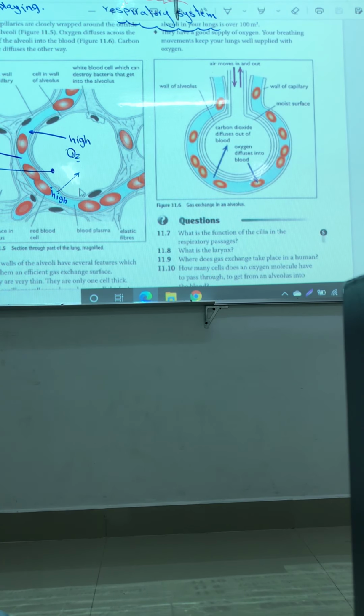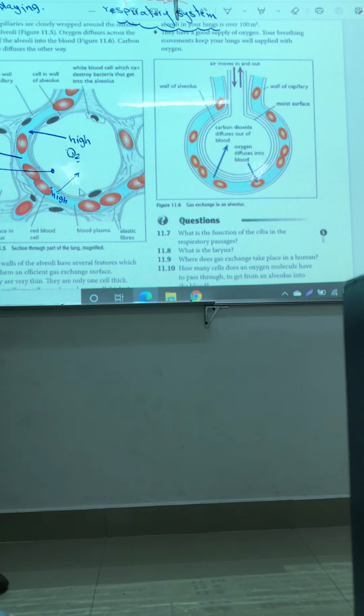Gas exchange means exchange between the pulmonary artery and alveoli, between oxygen and carbon dioxide. The second one is called the respiration reaction. This reaction occurs in any cell inside the human body to produce energy. So the first is for gas exchange between alveoli and pulmonary artery for carbon dioxide and oxygen. The second is for respiration reactions that occur inside the cell and are used for producing energy. This is called ATP.